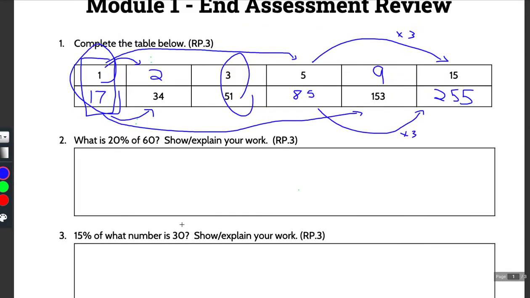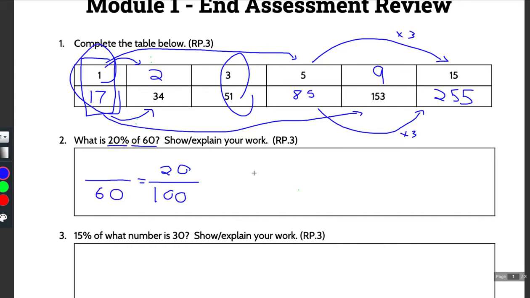Okay. What is 20% of 60? Show and explain all of your work. I always start off with a proportion. What is 20% of 60? We have our percent, 20%, so that goes over 100. And then we have our "of" 60. Remember, anything after "of" is the whole, so that means 60 is the whole, so 60 would go on the bottom.